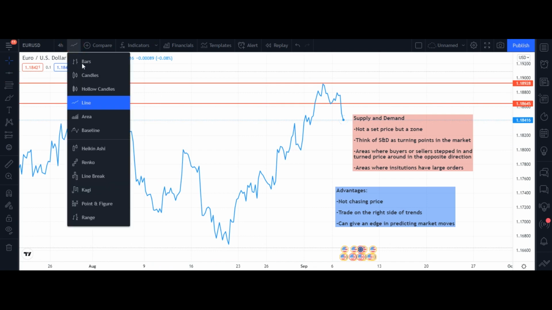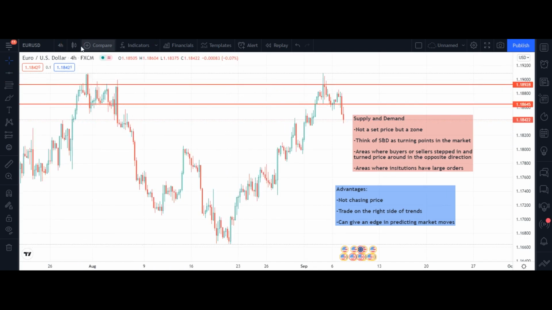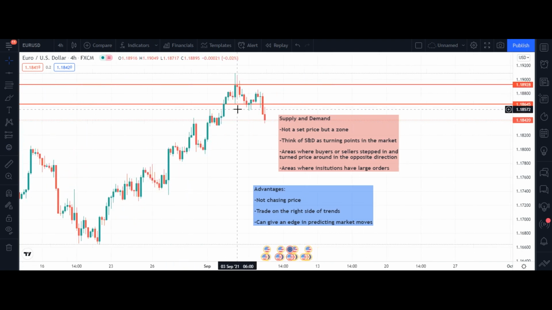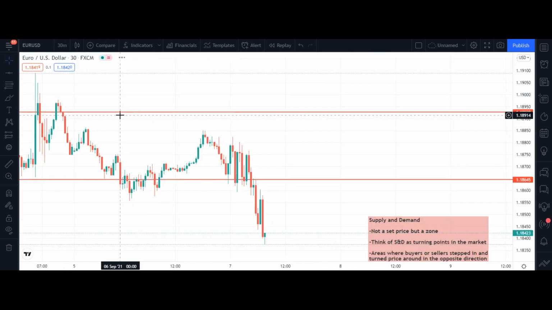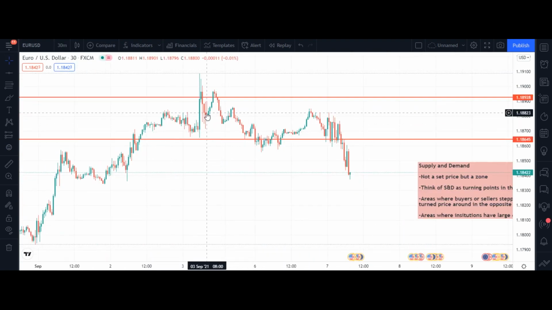The good thing about this is that price is roughly respecting these areas. The downside is it's just one price. If you look at these wicks right here, and this is the 4-hour chart, and you scroll down to say 30-minute, we see that price closed above. It went way above here. It closed above this level again.